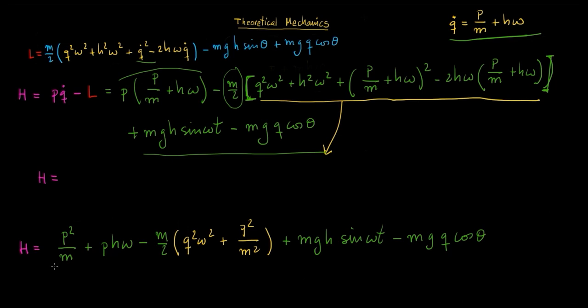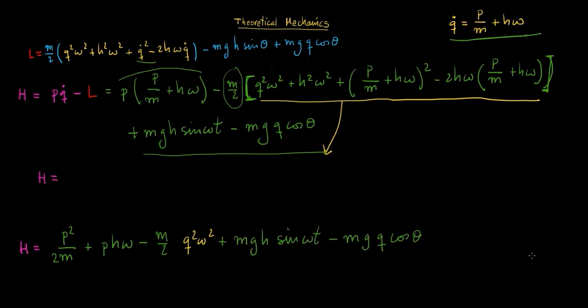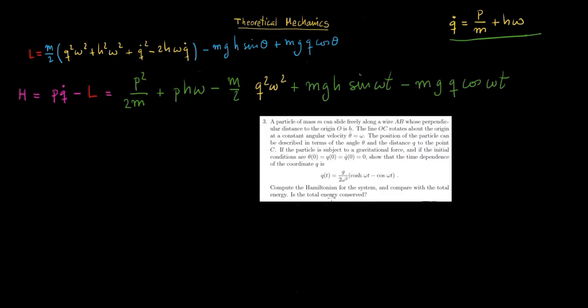So the Hamiltonian is, let's see, p squared over m minus this term. It gives us minus p squared over 2m, then 1 minus a half, then we have a half. So we can delete it, and this is the final Hamiltonian. Let me substitute omega t. So, very good. Let's compare with the total energy.